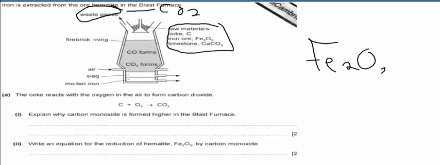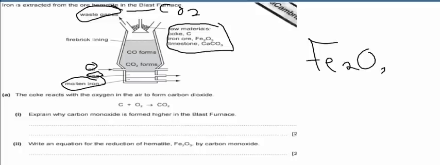The first raw material that we have here is coke, which is pure carbon. Then apart from coke, we also have the iron ore, which is iron(III) oxide, haematite. Sometimes they can also use magnetite. Then the last one is limestone, which is calcium carbonate. Apart from that, we have the air entering here. We also have slag, which is calcium silicate. And the last one is the molten iron. Molten iron is usually under the slag.